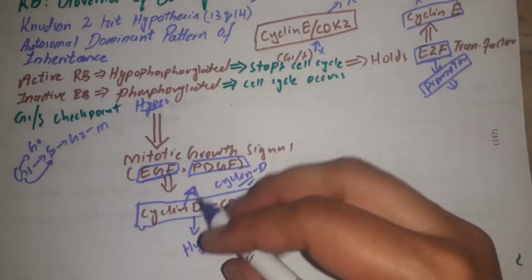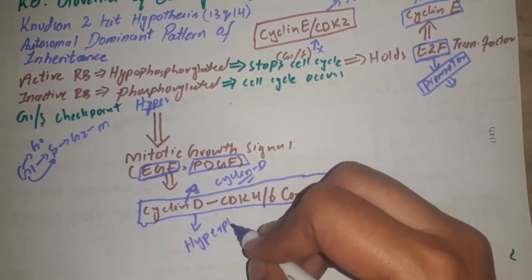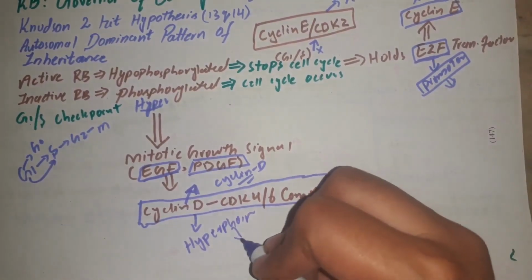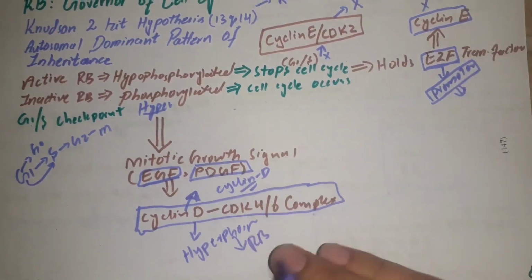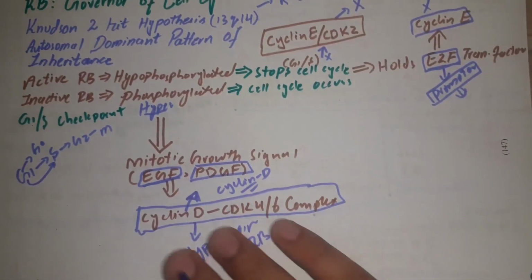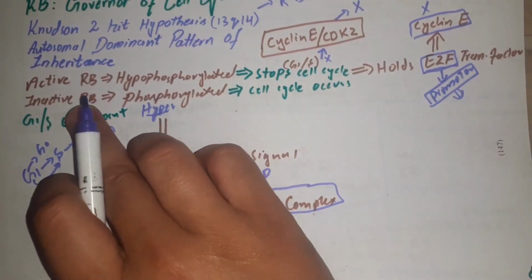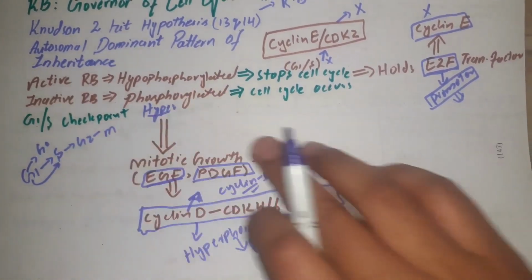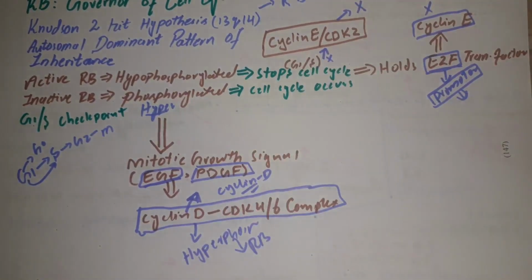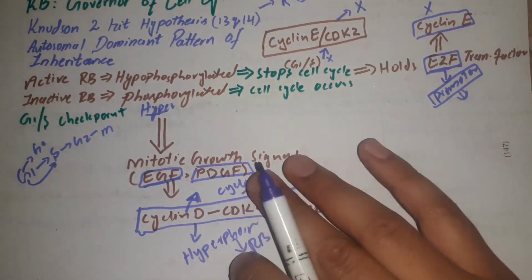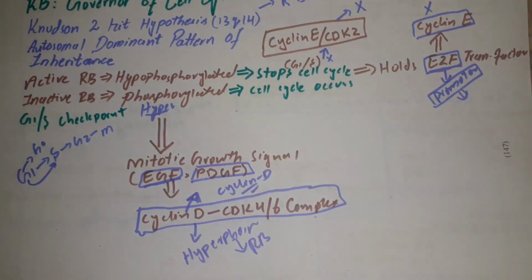This complex hyperphosphorylates the retinoblastoma. When retinoblastoma becomes hyperphosphorylated, what happens? It becomes inactive, and this whole process occurs and the cell cycle occurs. So growth signals make it hyperphosphorylated.